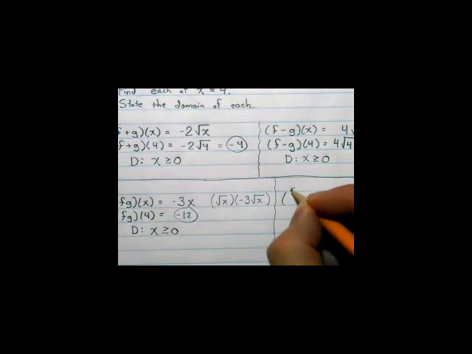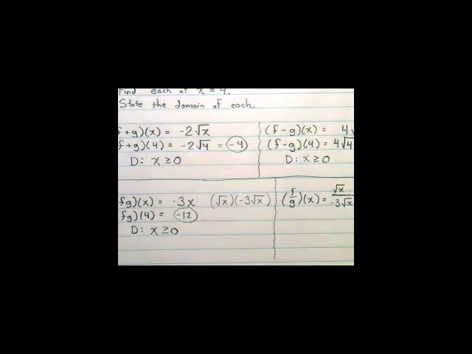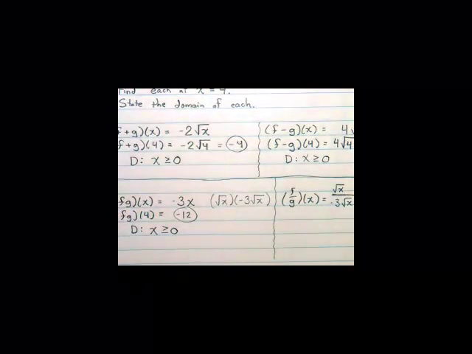All right, so division, same kind of idea. All right? So f over g of x. We divide the two things. So square root of x over negative 3 square root of x. Okay, so what do you notice is going to happen there? Square roots will cancel each other out. So it's negative 1/3. Okay?